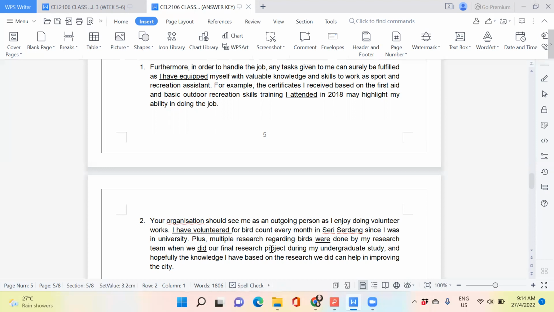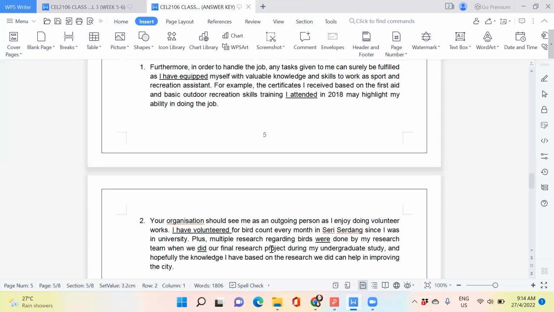Because of this phrase, during my undergraduate study. So that is to indicate that you're no longer an undergraduate. Undergraduate ni degree student lah. Okay, so you're no longer an undergraduate, you have graduated. So kenalah guna past tense because you're no longer a student. That's it. Okay, so it's not that difficult pun.